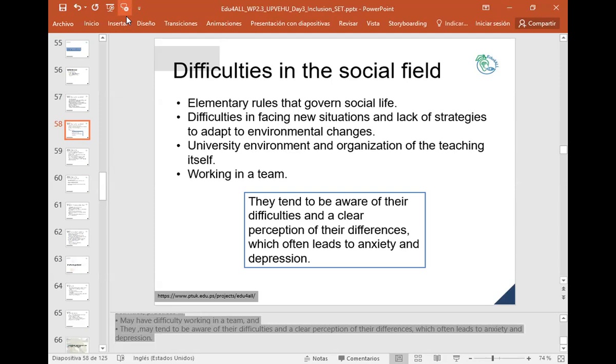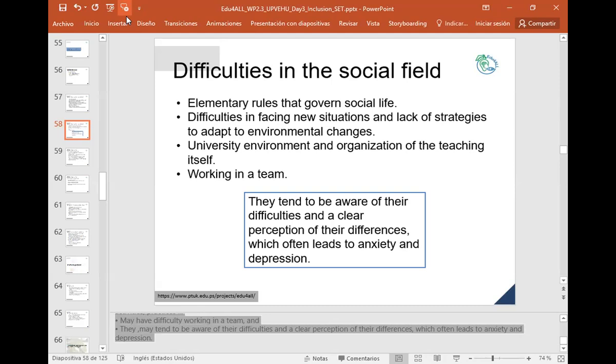Students with Asperger's syndrome can find especially problematic the university environment and the organization of the teaching itself, with changing academic activities, quarterly organization, choice of subjects, different teaching staff, variable schedules, classes in different classrooms and spaces, different activities, groups of changing classmates, etc., that force them to make multiple decisions autonomously when organizing their own time and activities.